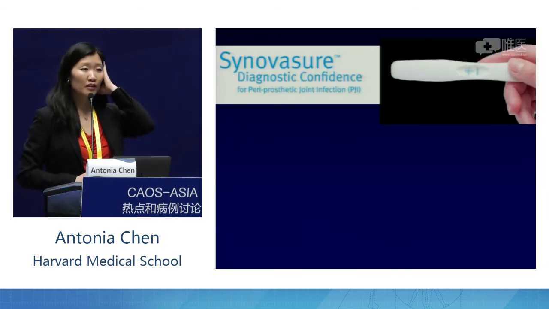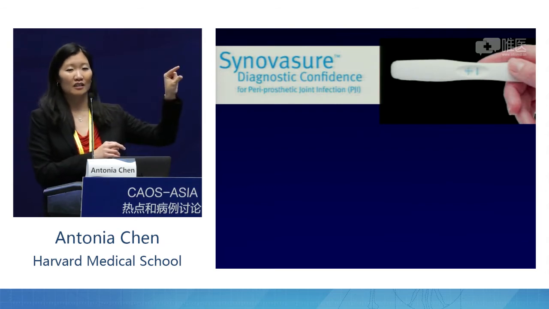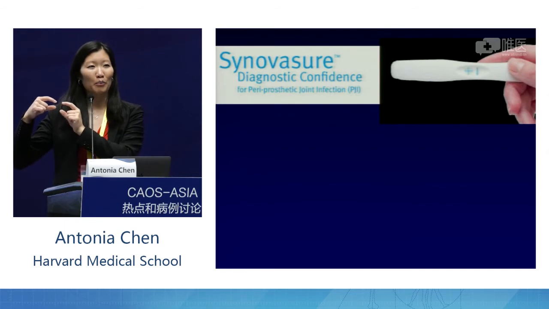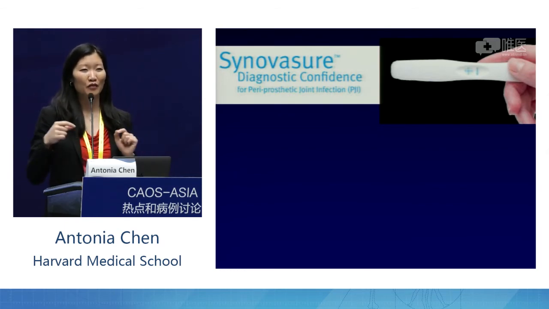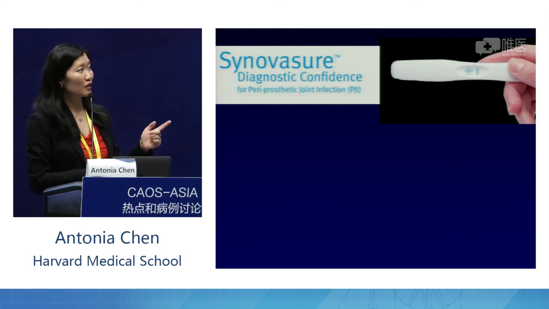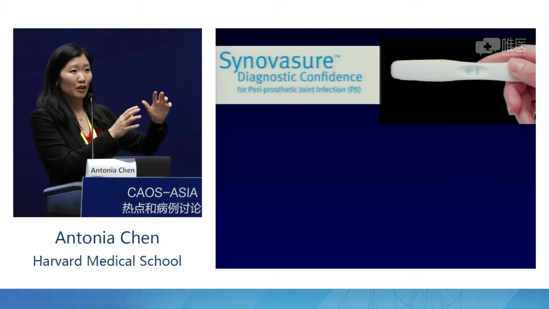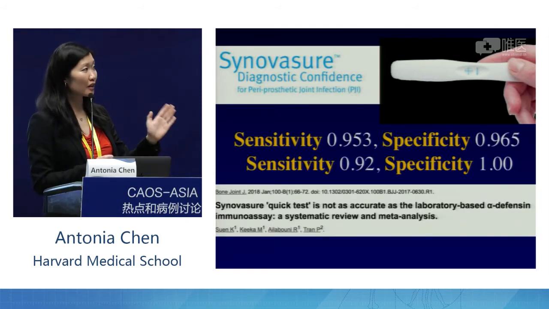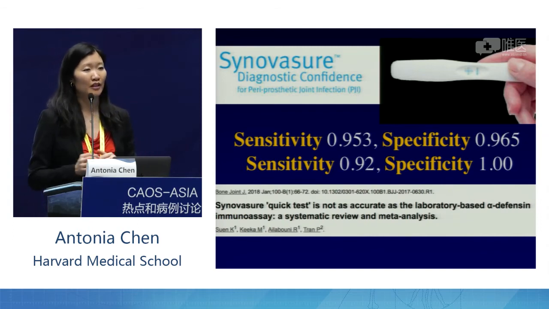In Europe, there's something called the Synovasure Diagnostic Confidence Stick Test. In the US, we joke that this is a synovial fluid pregnancy test. You know if you're pregnant or you're not pregnant. Are you infected or not infected? So here, you put synovial fluid in the drop, and it tells you plus or minus. How does it do? It has pretty high sensitivity, pretty high specificity, but there's very few papers on it yet.